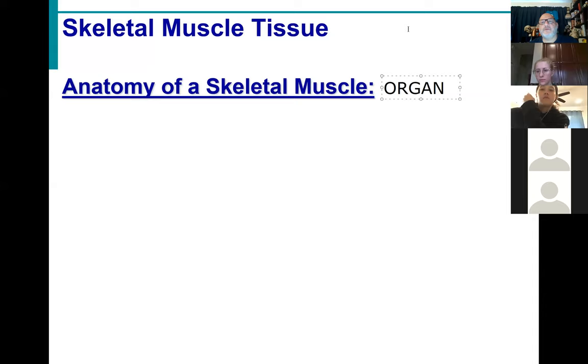There we go. So again, we're starting with organs that are the skeletal muscles. We have the skeletal muscle system, the muscular system, made up of skeletal muscle organs. And anyone know how many named skeletal muscle organs we have in the body?